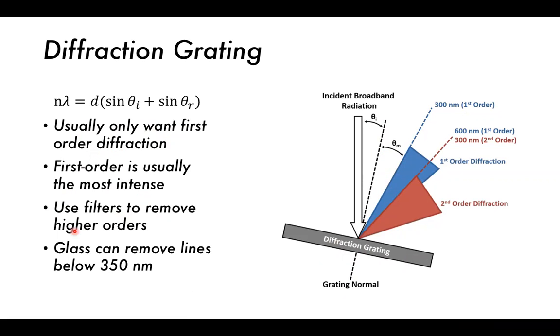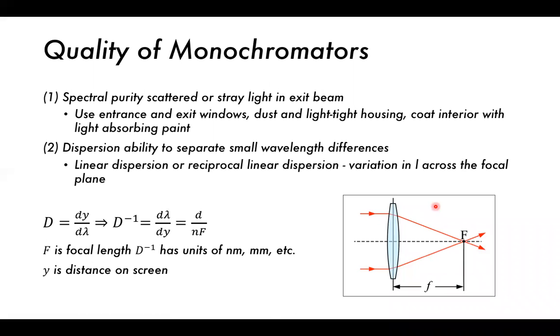And so we use filters to remove higher orders, and glass can remove lines below 350 nanometers since glass is pretty good at absorbing UV light. So our first order wavelength here is 300 nanometers. For the second order diffraction, we have weaker incident light, weaker separated light.